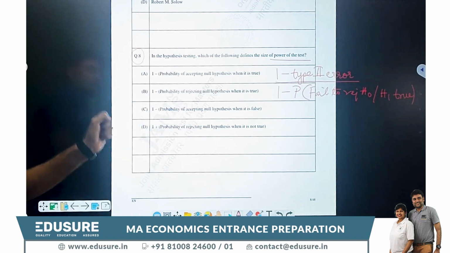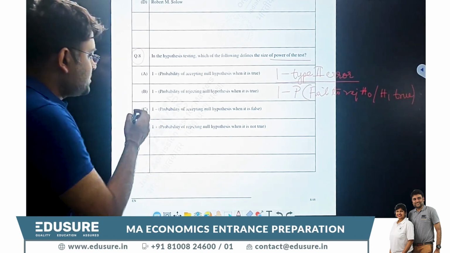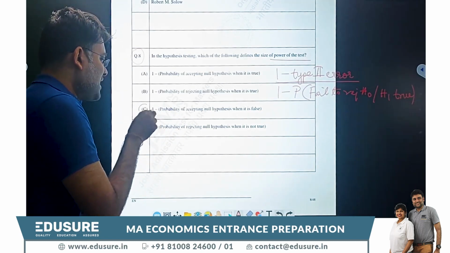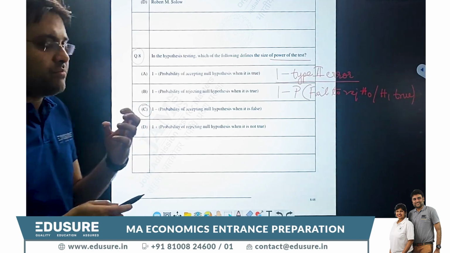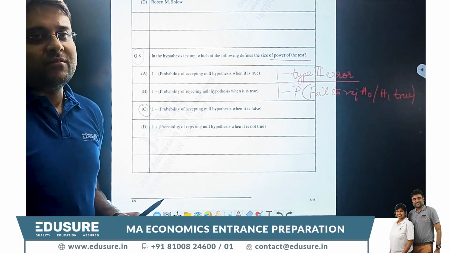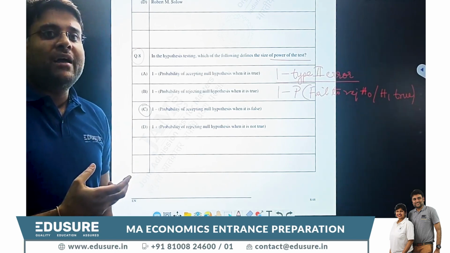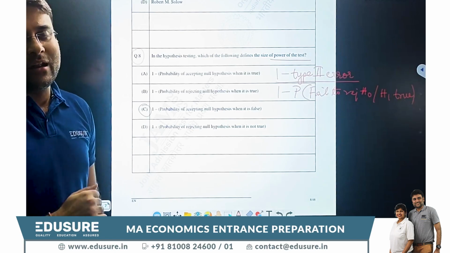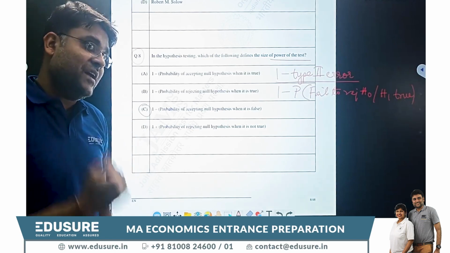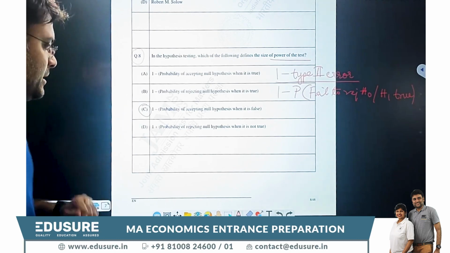So 1 minus probability of accepting the null hypothesis when it is false is the best answer, although you never actually say that you accept the null hypothesis. If you have seen my testing of hypothesis theory video, I have explained in detail why we don't say that we accept the null hypothesis. We always say we fail to reject it. Okay, answer is option C.